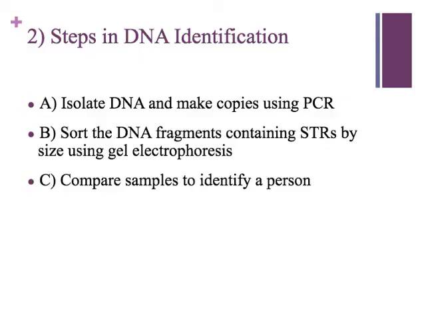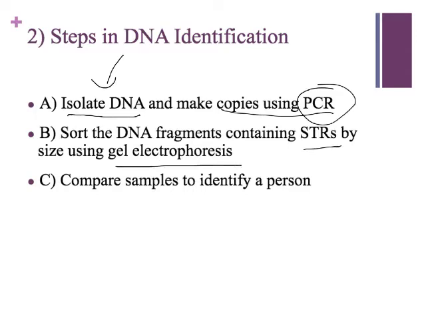So there are 3 main steps that we have to go through if we're going to use DNA in order to identify a person. So the first thing we have to do is isolate that DNA and make lots of copies of it using a process called PCR that we'll look at in a second. And basically, if you were at a crime scene, you might find the DNA from a criminal and then make lots of copies of that DNA so that you would have plenty of DNA to analyze. The next thing we're going to do is sort the DNA fragments containing STRs by gel electrophoresis.